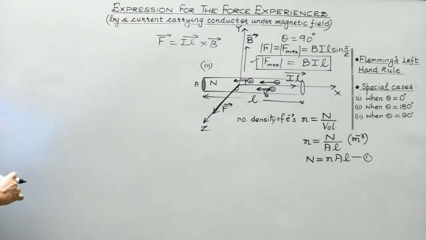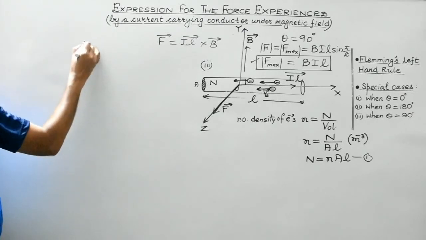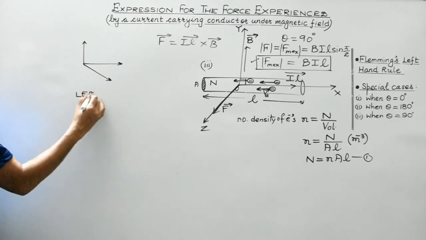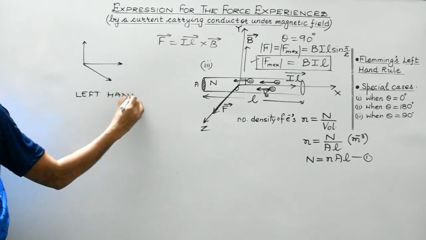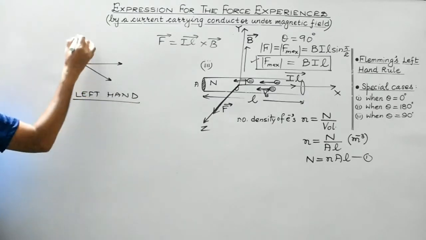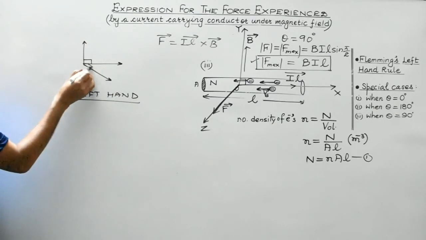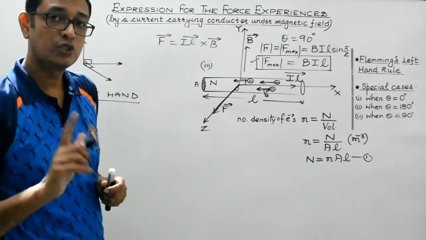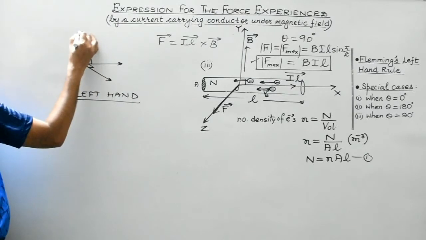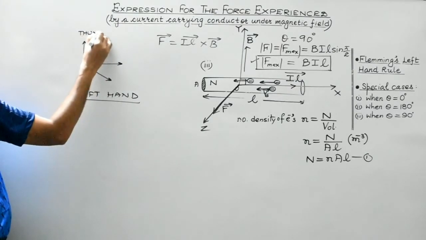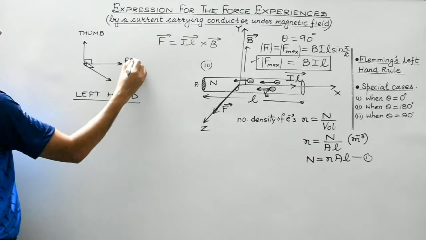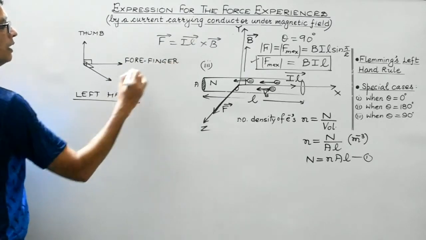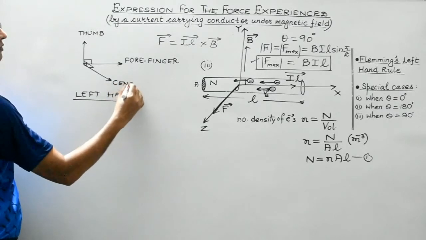So let's discuss the rule again. Suppose this is the left hand. All these must be mutually perpendicular to each other. All the three must be perpendicular to each other, right? This is the thumb. Suppose this is the thumb of the left hand. This is the forefinger of the left hand. And let us consider this to be central finger of the left hand.